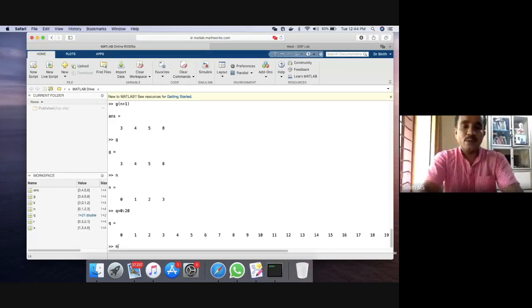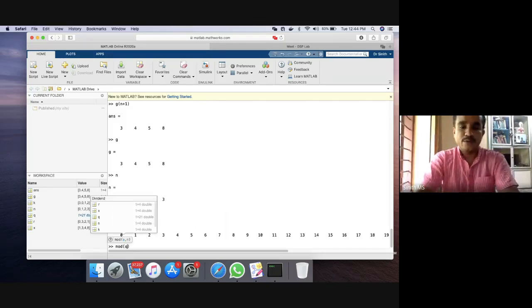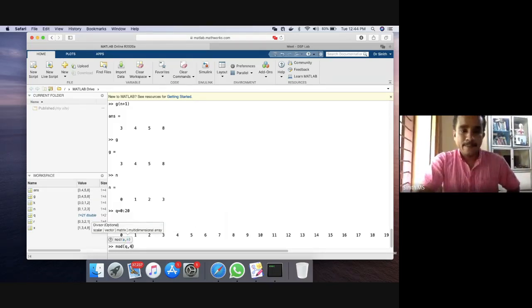Now if I give mod of q comma 4, what do you expect to get? These values will be taken, divided by 4, and the remainder will be taken. So if you have 0, 1, 2, 3 and divide by 4, the remainder will be 0, 1, 2, 3. But if you divide 4 by 4, the remainder will be 0. So mod 4 comma 4 will be 0.